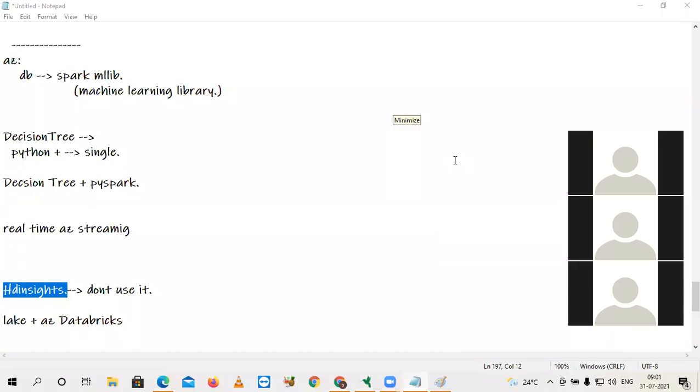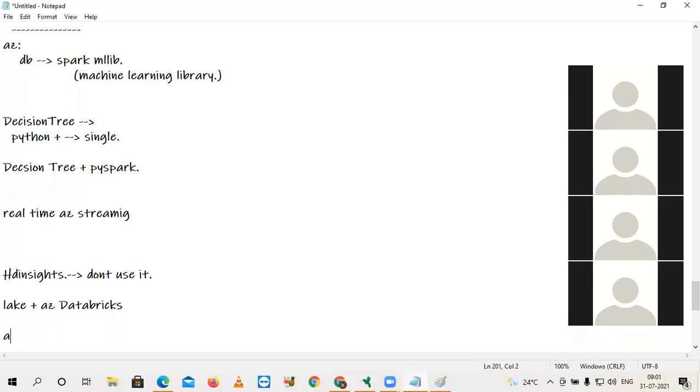I have a question, sir. What is the scope for AAS? Azure Analytical Service is coming with modern BI. Azure is about to launch Azure BI, so there it will come into the picture.